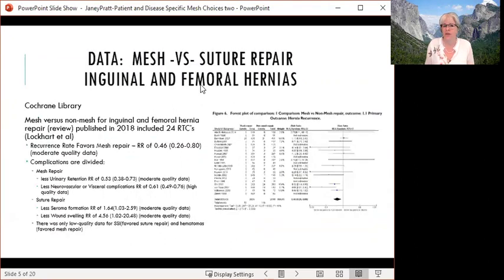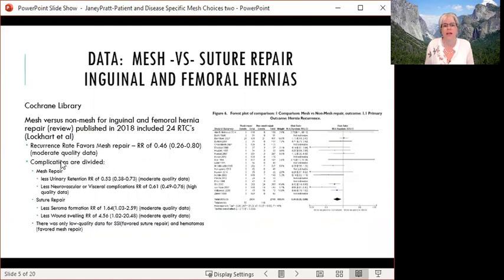So I'm going to discuss the data, the mesh versus suture repair in inguinal and femoral hernias first. And the best review of this is actually a Cochrane Library review, which came out in 2018. And this is mesh versus non-mesh for inguinal and femoral hernias. They looked at 24 randomized controlled trials. They found the recurrence rate favors mesh repair with a relative risk of 0.46.